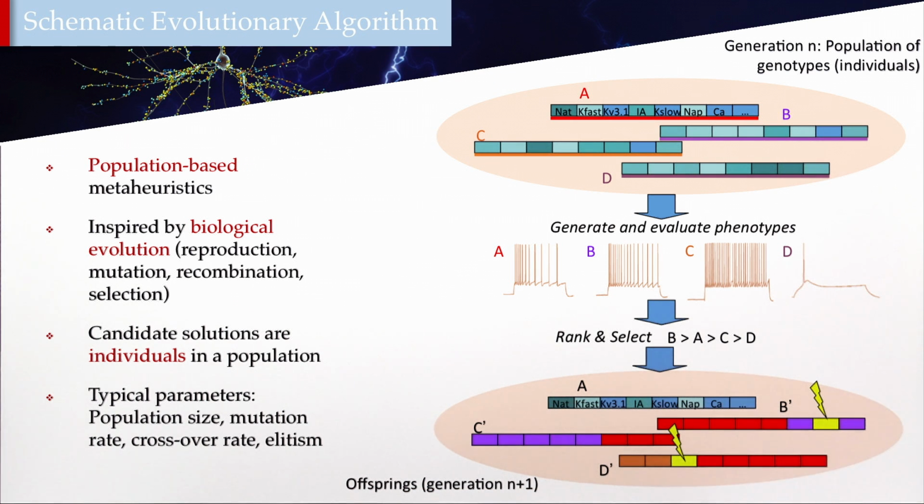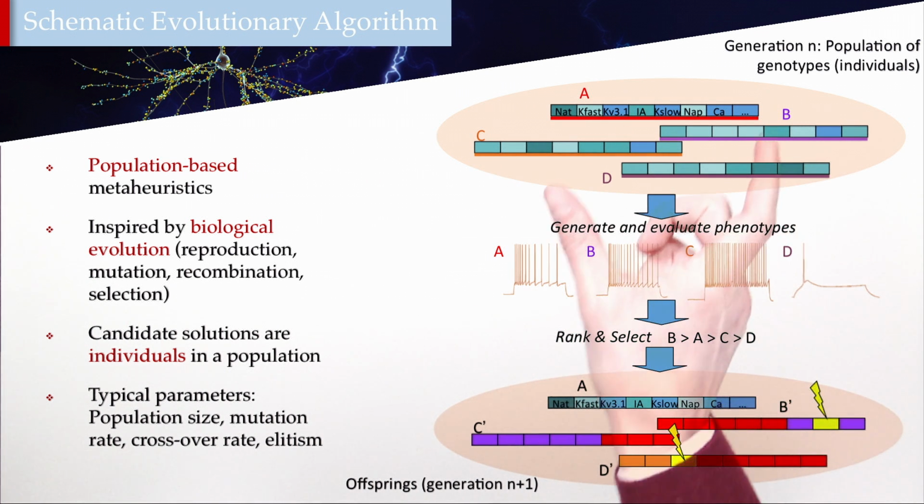So a particular variant of meta-heuristics are so-called evolutionary algorithms, which are population-based meta-heuristics. They're called evolutionary algorithms because they are inspired by biological evolution. They use terms like reproduction, mutation, recombination, selection, and they call these points in the search space individuals in a population. If you look to the right, this is an illustration of how you can think of it. You have the first generation, N, which is a pool of individuals, A, B, C, and D.